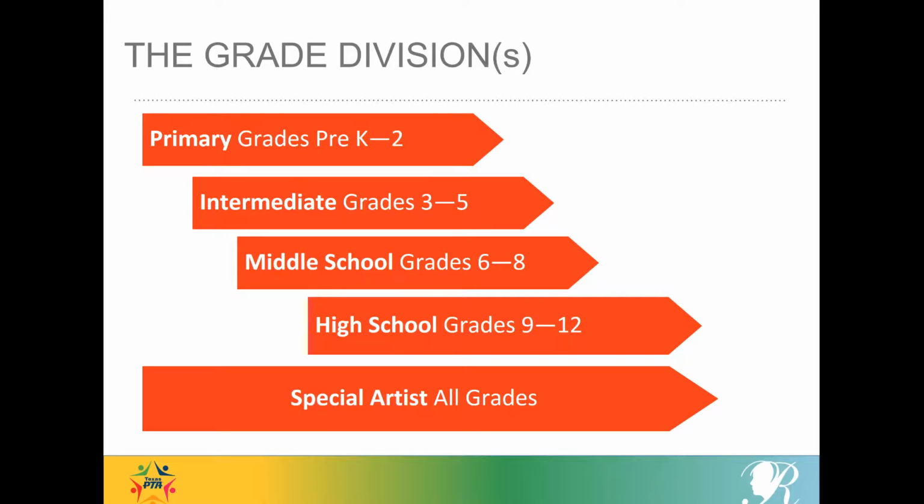The grade divisions, pre-K through 5th, are the primary and intermediate divisions. Secondary school students in grades 6 through 8 are the middle school division, and grades 9 through 12 are in the high school division. Special Artists students go across the grade levels. In the next section, we will talk more specifically about the Special Artists division.